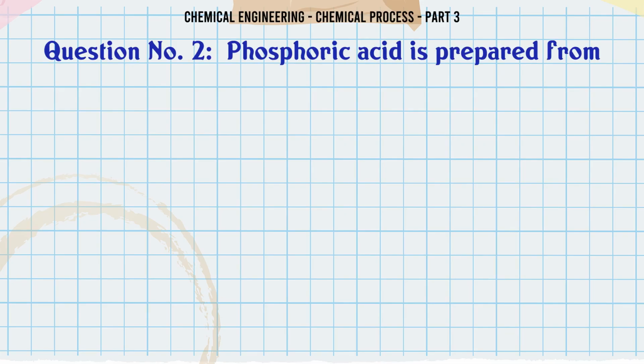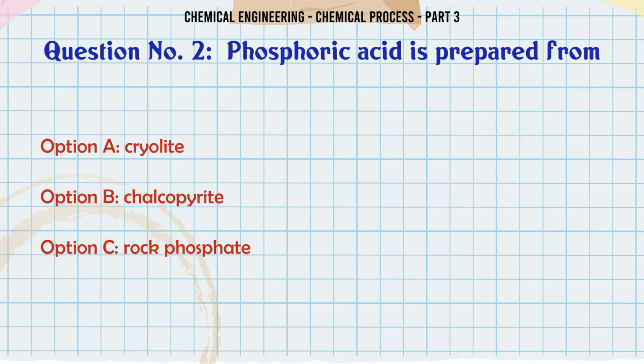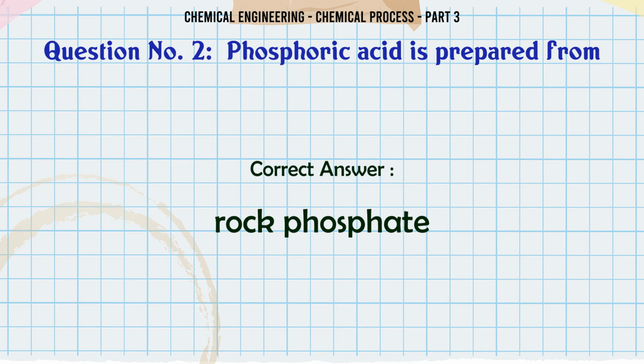Phosphoric acid is prepared from: A. Cryolite, B. Chalcopyrite, C. Rock phosphate, D. None of these. The correct answer is rock phosphate.